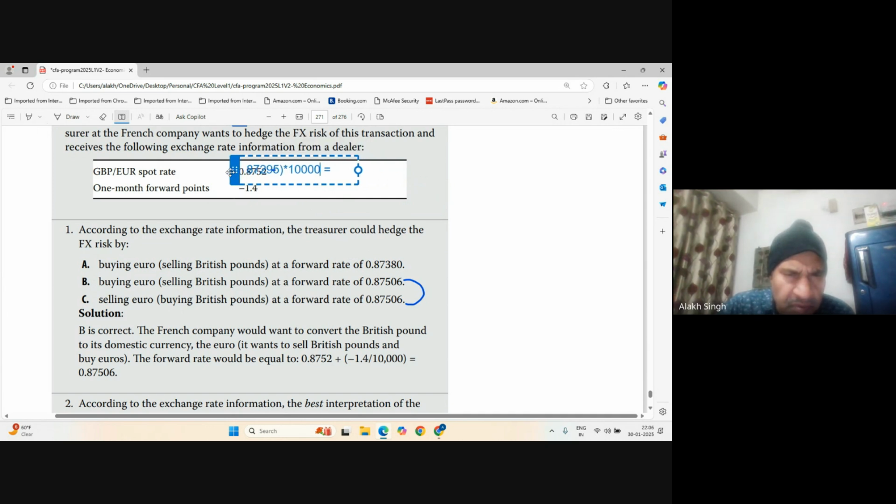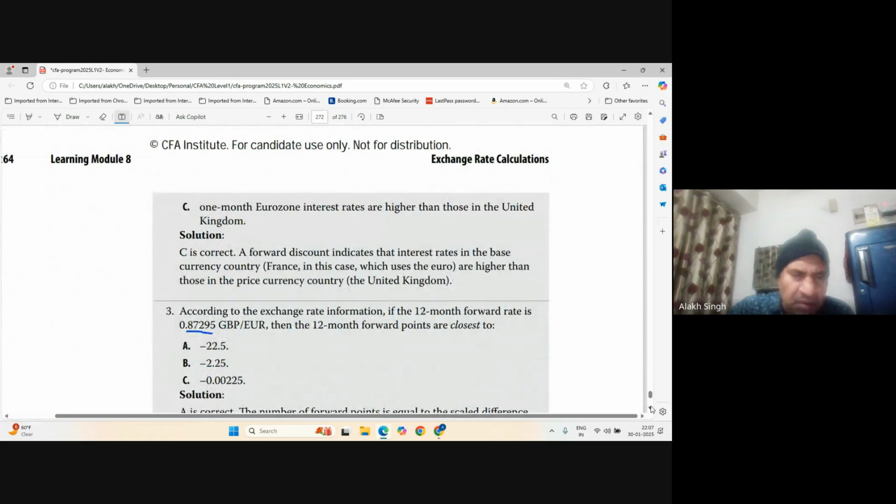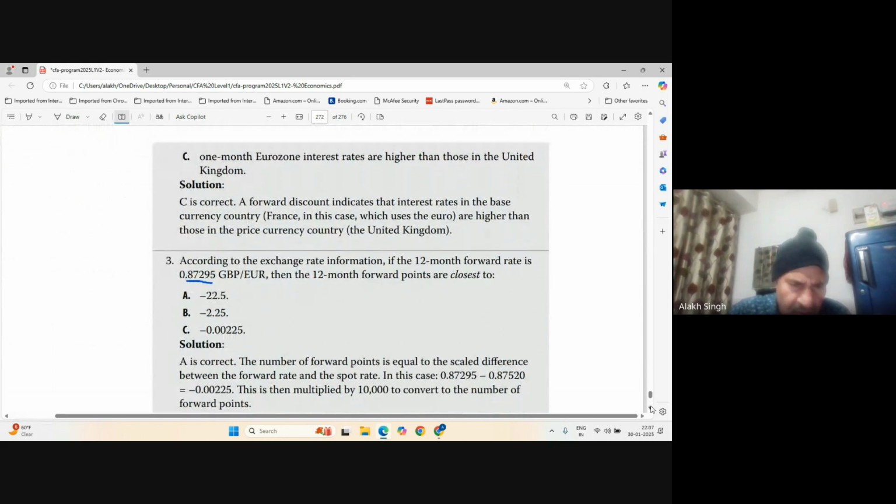So I will put a bracket here, and that way we get the answer to question 3. So this one is equal to how much? Minus 22.5, whatever it was, minus 22 something. Okay, minus 22.5 is correct.